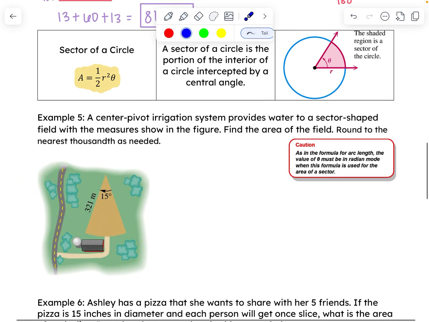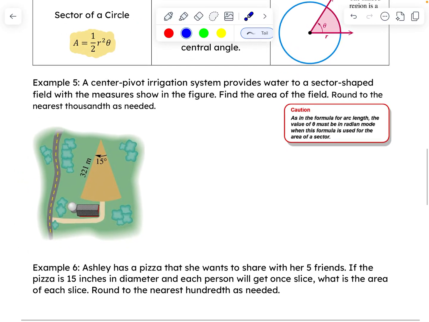So let's look at a couple of examples. We're just going to kind of go ahead and skip to the application problems and use our formula there. And we do have the caution right here that says what I was just saying. As in the formula for arc length, the value of theta must be in radians when this formula is used for the area of a sector.